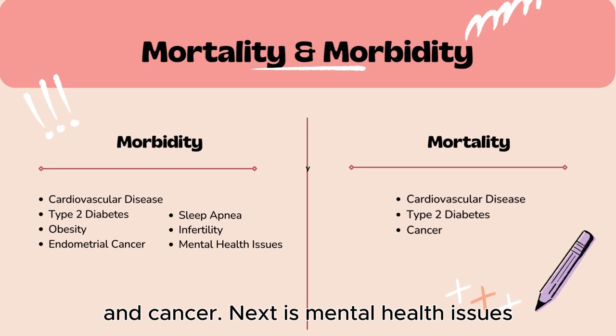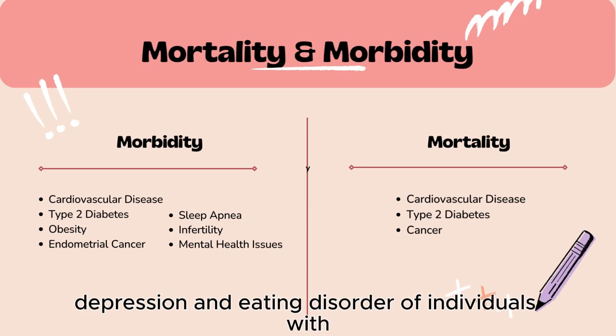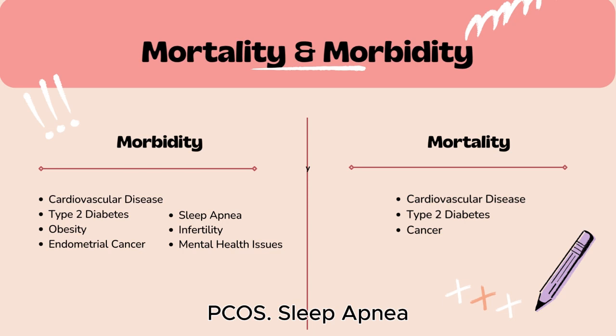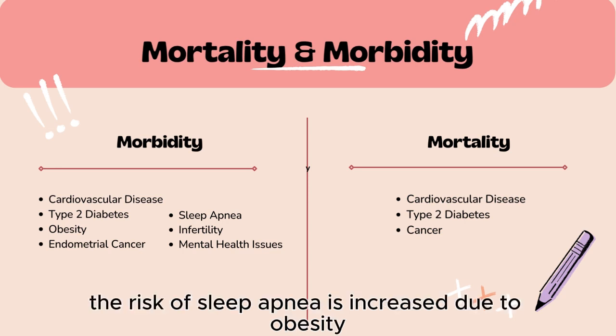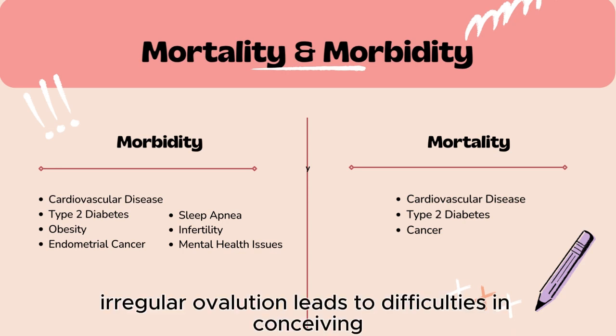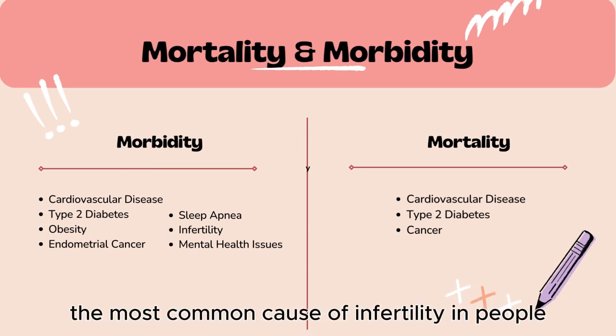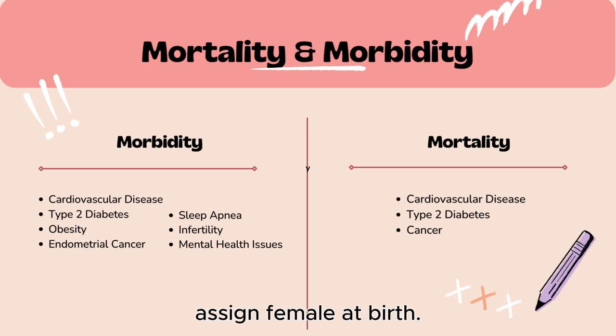Next is mental health issues. There are higher rates of anxiety, depression, and eating disorders in individuals with PCOS. Sleep apnea. The risk of sleep apnea is increased due to obesity and hormonal imbalance. Last one is infertility. Irregular ovulation leads to difficulties in conceiving, making PCOS the most common cause of infertility in people assigned female at birth.